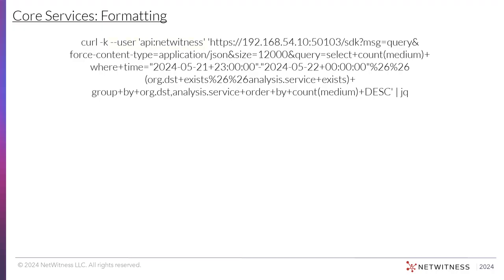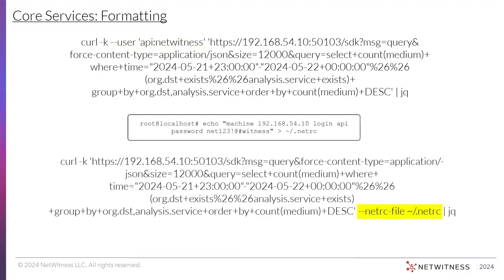If you don't want to type the password in the command itself, you could also use the netrc option with curl. An entry in this file would contain the server you're connecting to, the username, and the password. No characters need to be escaped. With that set up, you could issue your command with the netrc option as shown here.